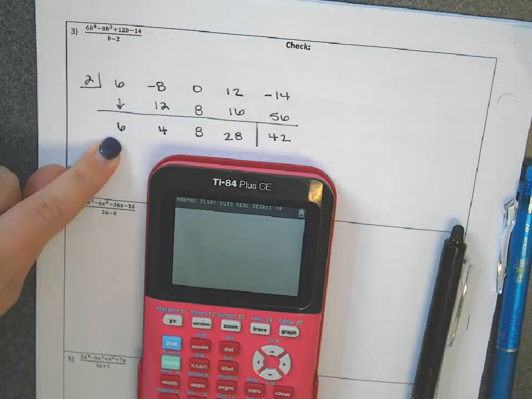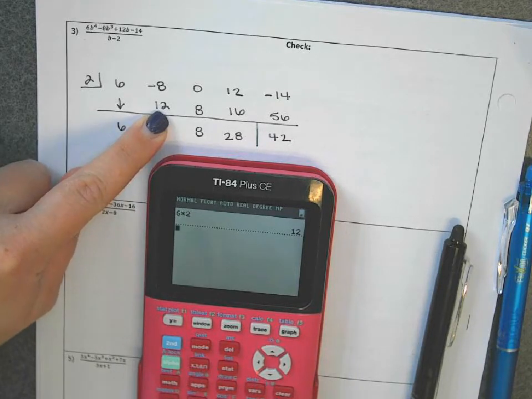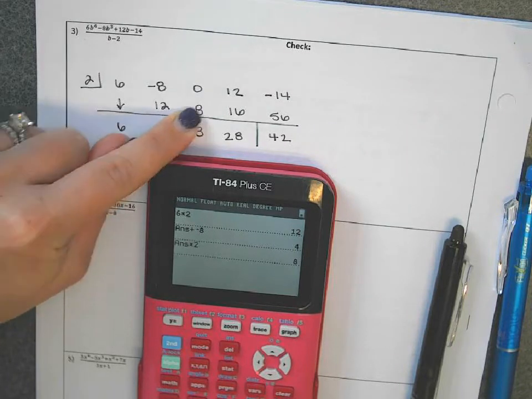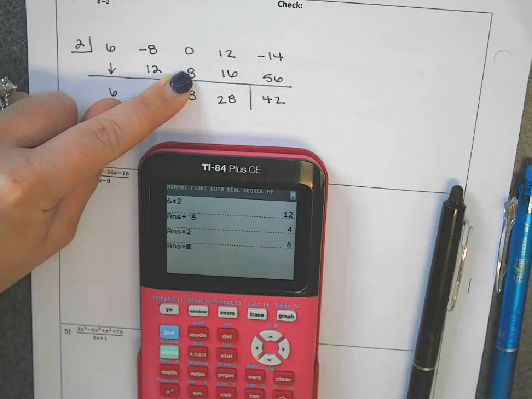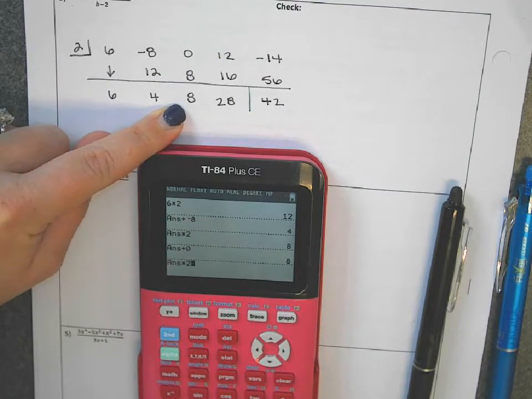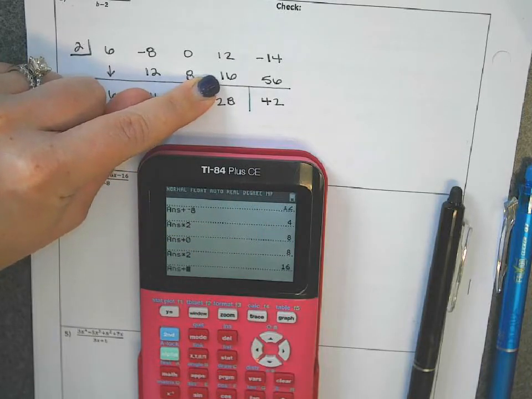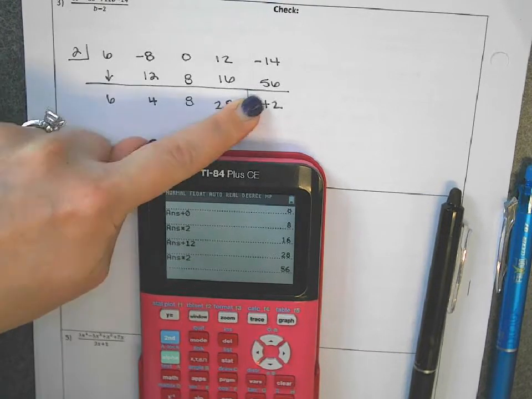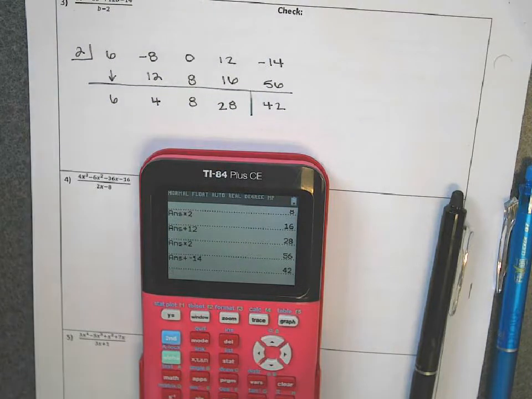So I bring down the 6, 6 times 2, write that answer there. 12 plus negative 8, I write that answer there. Times 2, write that answer here. So it's easy to just use a previous answer. Plus 0, 8 times 2, 16, wrote it down here. Plus the 12, got 28, 28 times 2, got the 56, plus negative 14, got the 42, and I was done, and I double checked my multiplication and adding.